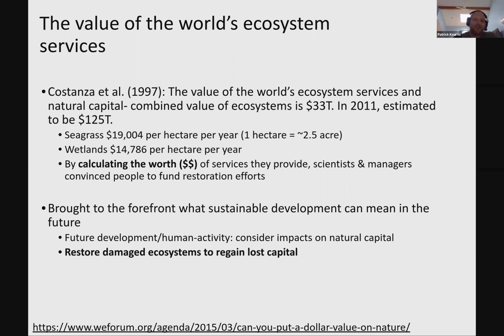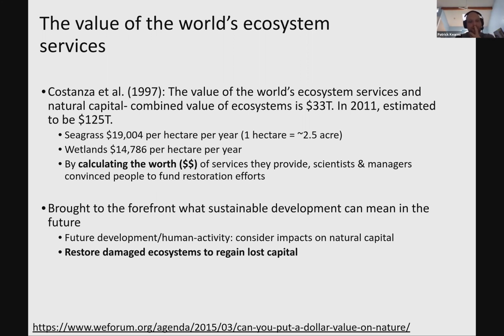But we started in 1997. A group of scientists led by Costanza, not George Costanza from Seinfeld, but a gentleman named Costanza, and a bunch of other scientists, estimated that the combined value of the world's ecosystems, i.e., their natural capital, was about $33 trillion. Now, in 2011, he and some other folks revised this estimate, and they about quadrupled it, to about 125 trillion bucks.